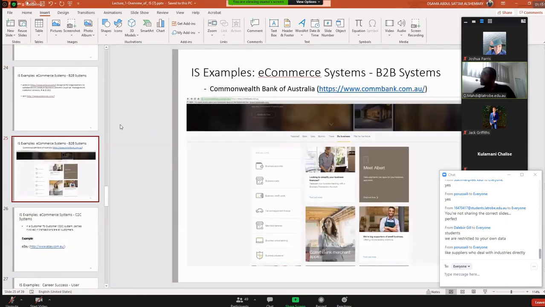E-commerce systems can be business to business as well. Commonwealth Bank of Australia, for example, has parts dealing with business to business. In some parts, of course, I think they are dealing with customers as well.